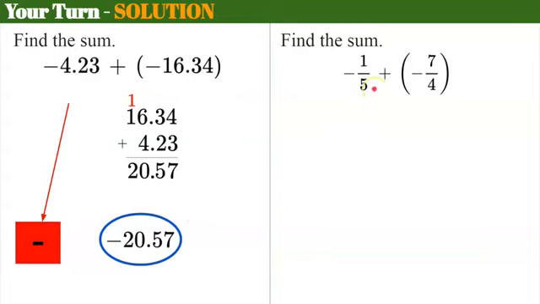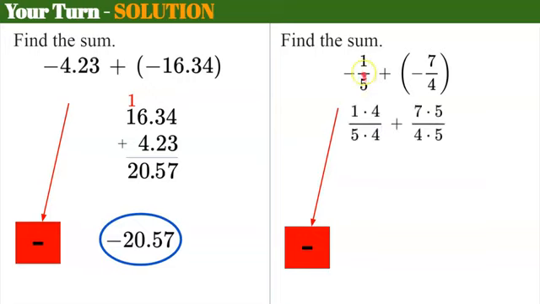Now let's check your work for the fraction. Both fractions are negative, so I'm going to make a note that my sum is going to be negative. I'm going to find a common denominator. 5 is prime, and 4 is 2 times 2, so they don't have any common factors. So my least common denominator is going to be 5 times 4, which is 20. So I'm going to change each by multiplying. Here's my fraction 1/5. To get 20, I'm going to multiply by 4 and multiply the numerator by 4. Here is my second fraction, and I know I need to multiply by 5 to get the denominator to be 20, and I must do the same to the numerator.